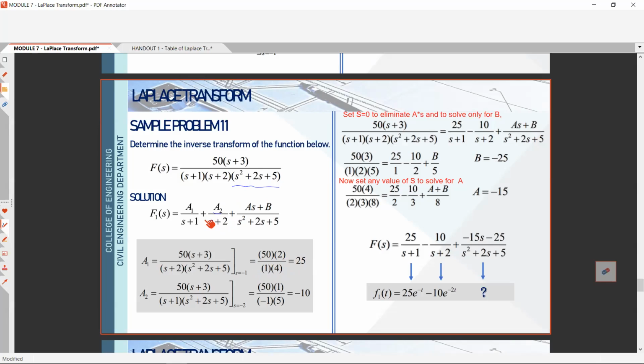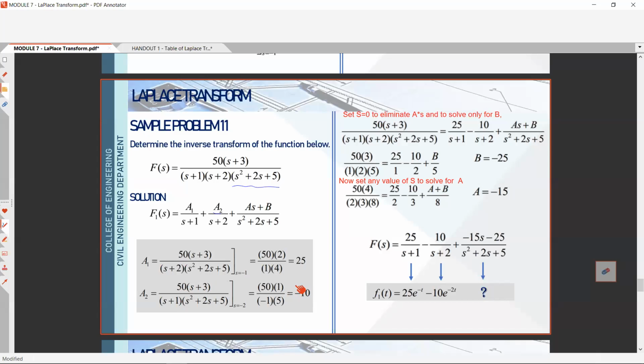Same again. What makes s plus 2 zero? Isn't it negative 2? Okay, negative 2 makes this zero. Then, substitute it on the left-hand side. Don't use the denominator s plus 2. So, therefore, 50(s plus 3) over (s plus 1)(s squared plus 2s plus 5), with s equals negative 2. Then the solution is 50 times 1 over negative 1 times 5. Substitute negative 2 for s. You will have A sub 2 equals negative 10.